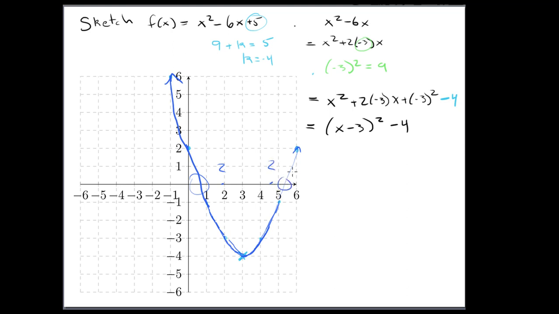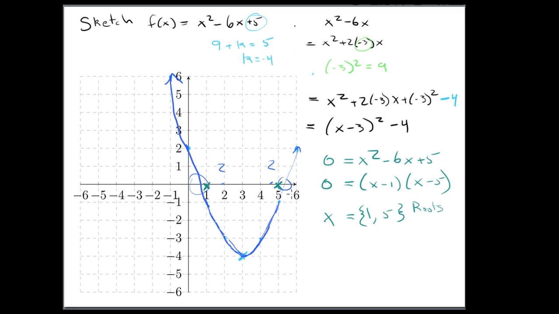Where's that point and where's this point? If I wanted to find them, I'd say 0 is equal to x squared minus 6x plus 5. 0 is equal to (x minus 1)(x minus 5), right? So x is equal to 1 or 5. Those are the roots or the solutions or the x-intercepts for this parabola. So it should be there at 5 and it should be here at 1.